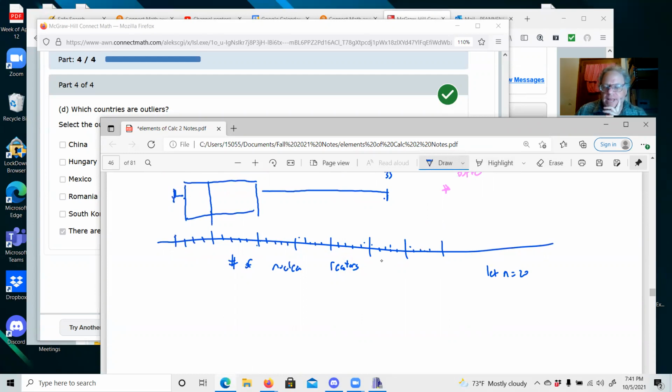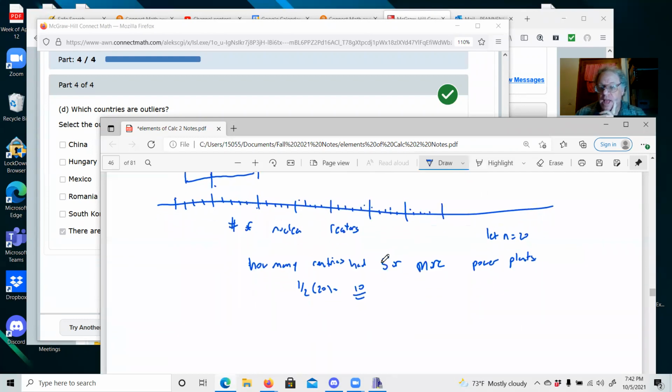How many countries had 5 or more nuclear power plants? Well, this is the 50th percentile. So half of them, right? Half of them have 5 or more. So this is 1/2 times 20, which would be 10 countries that have 5 or more.